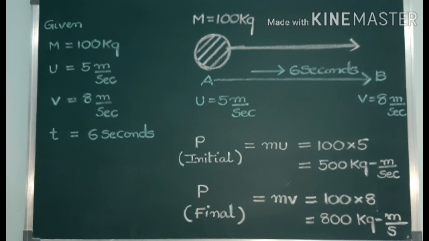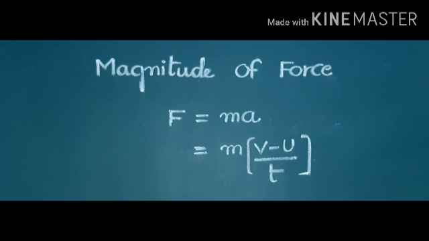Mass into final velocity. So 100 into final velocity 8, so 800. The units of momentum are kg meter per second. So this is the final momentum. The one above is the initial momentum, and the other one is the final momentum.